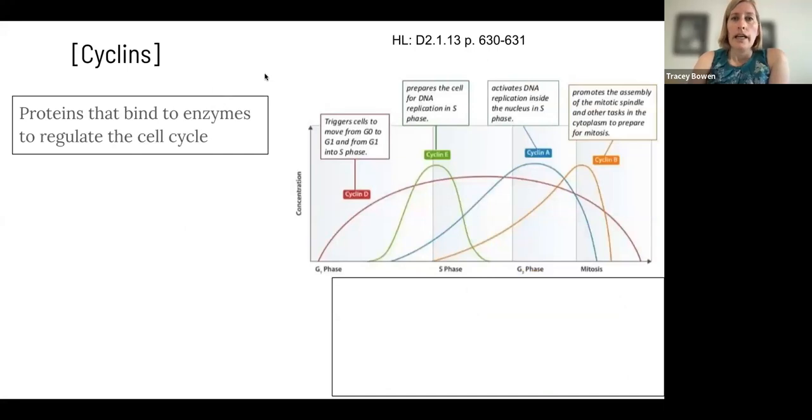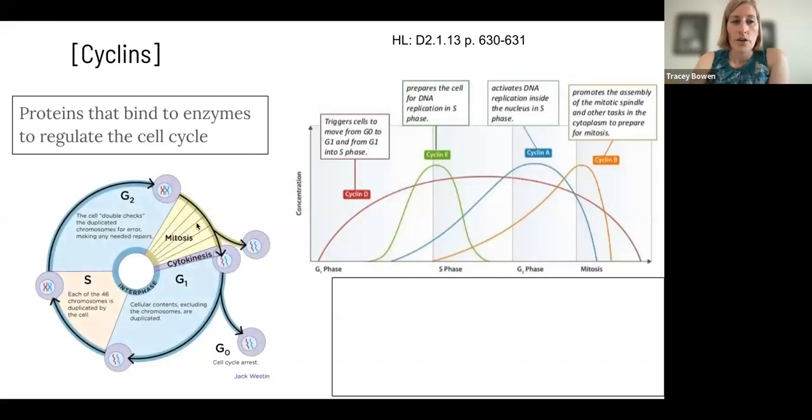In the process of mitosis, cyclins are proteins that are going to bind to enzymes to regulate the cell cycle. So as I said before in the summary there, mitosis is only making up a small percentage of the cell cycle. Usually the cells are hanging out in G1, S, and G2 phases. And so cyclins are going to trigger these different phases.